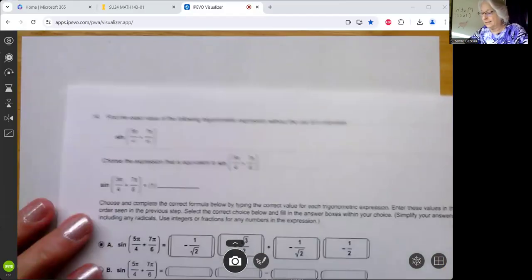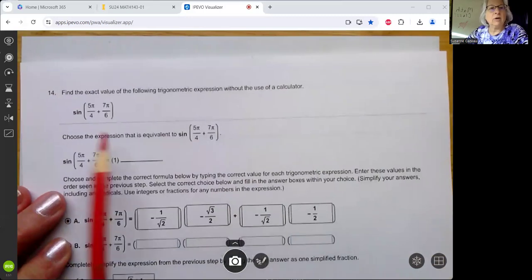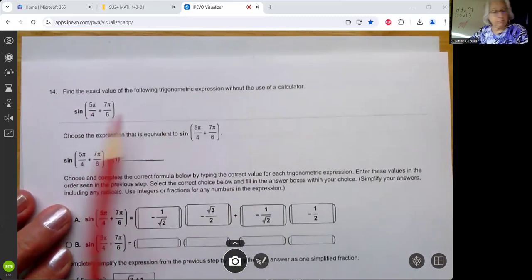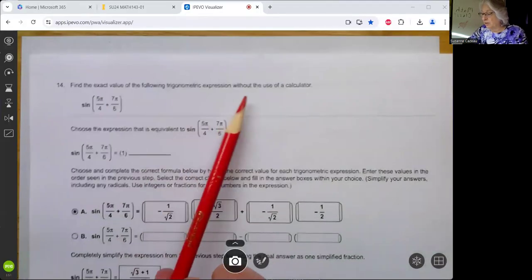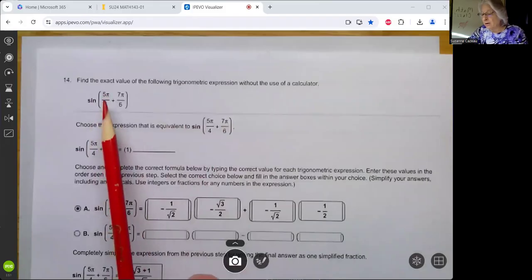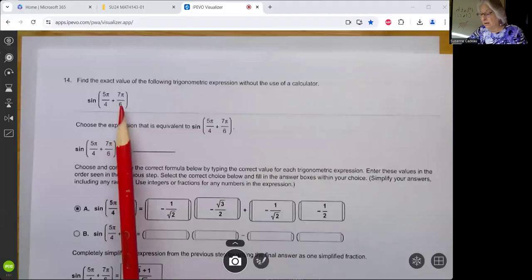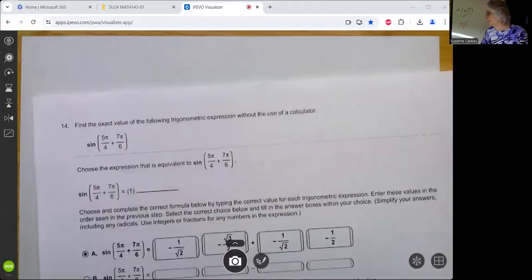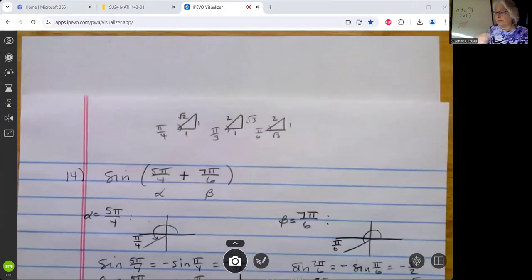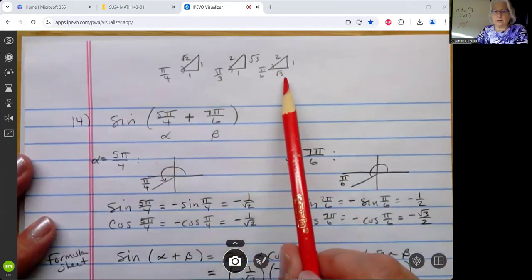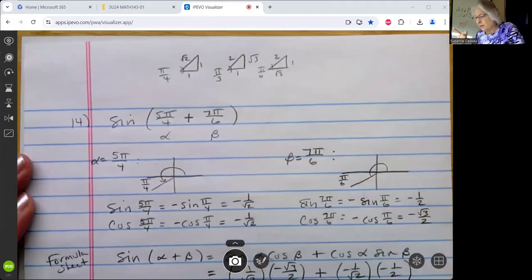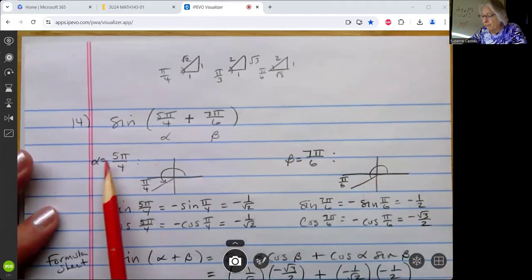Number 14. Okay, so this is going to be another formula sheet problem. Find the exact value of the following trig expression. So this time our alpha is 5 pi over 4 and our beta is 7 pi over 6. So what we're going to do is I drew my triangles up here just so I can look at them. I'm going to look at alpha first.